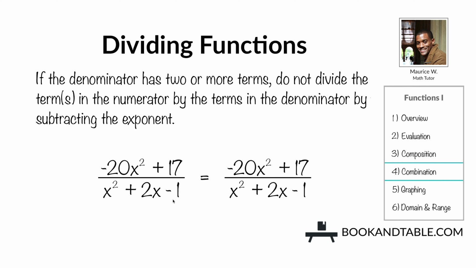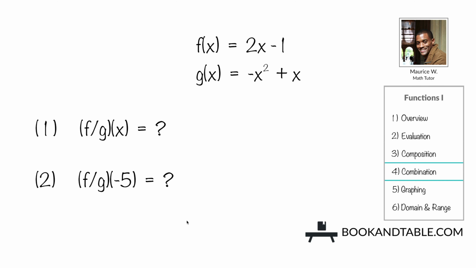Okay, so in this chapter, you're only going to simplify the expression further if there is a singular term in the denominator. So let's walk through an example together. Given f of x is equal to 2x minus 1, and g of x is equal to negative x squared plus x. Question number 1, what is f divided by g of x equal to? And question number 2, what is f divided by g of negative 5 equal to? So we'll take a look at how to divide functions using expressions, and then we'll take a look at how to divide functions using a number.